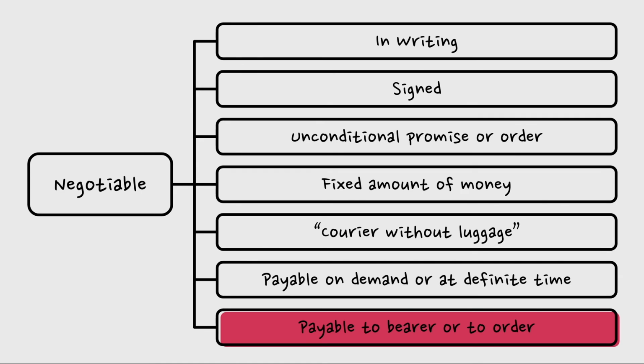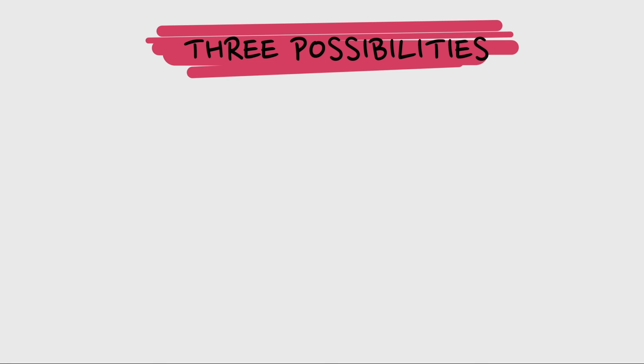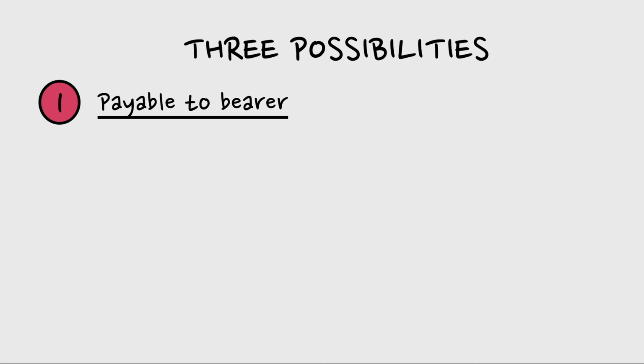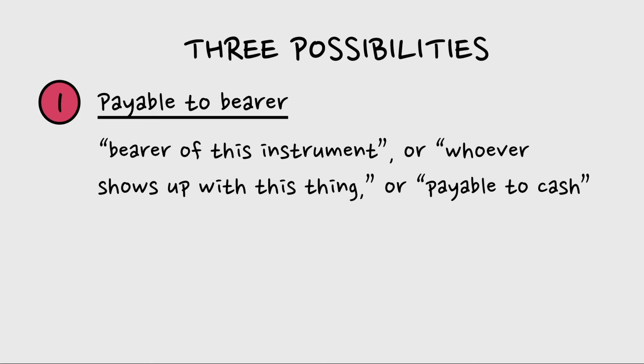So what about this last requirement, that it's payable to bearer or to order? What we mean by that is that when we're talking about a negotiable instrument, there are three possibilities. That it's payable to bearer, meaning to whoever is holding the note or holding the check, right? That's saying it's payable to the bearer of the instrument. That's the kind of language you would see: the bearer of this instrument, whoever shows up with this thing, or payable to cash, right? Meaning it's payable to who? Whoever has it, right? Whoever has the instrument.